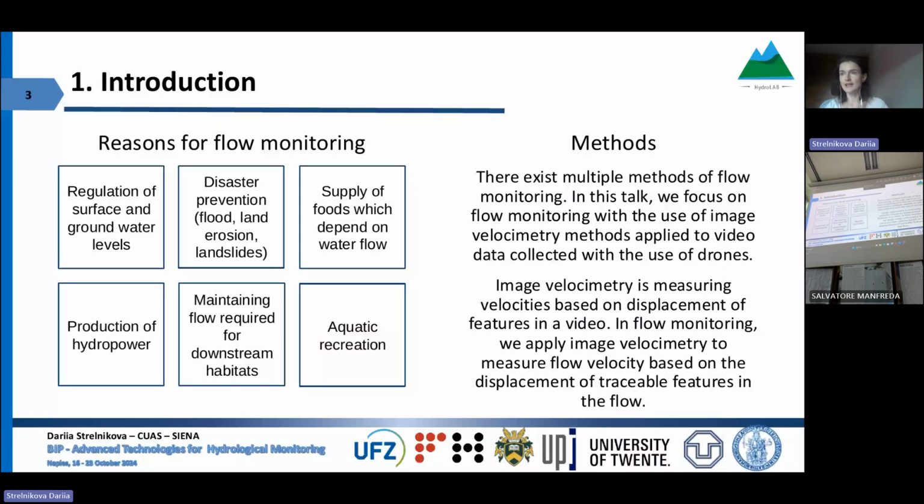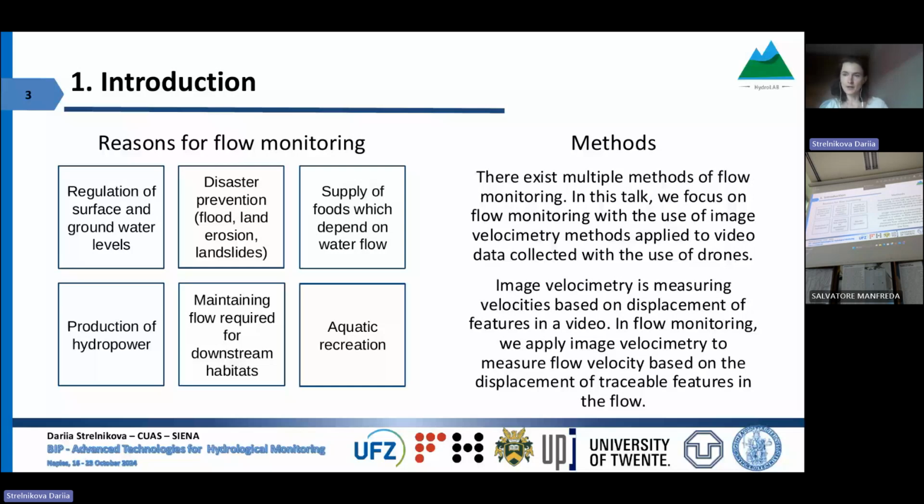But not only floods, also land erosion, landslides can be prevented, or their impact can be not that severe if we understand and properly manage the water flow. Then, of course, there is supply of food, which depends on water flow. And this is twofold. On one hand, of course, we're talking about irrigation, the understanding of how much water we have for the irrigation. On another hand, the river network is an important transportation network in many countries of the world. So again, it all should function properly for us to be able to get enough food supply.